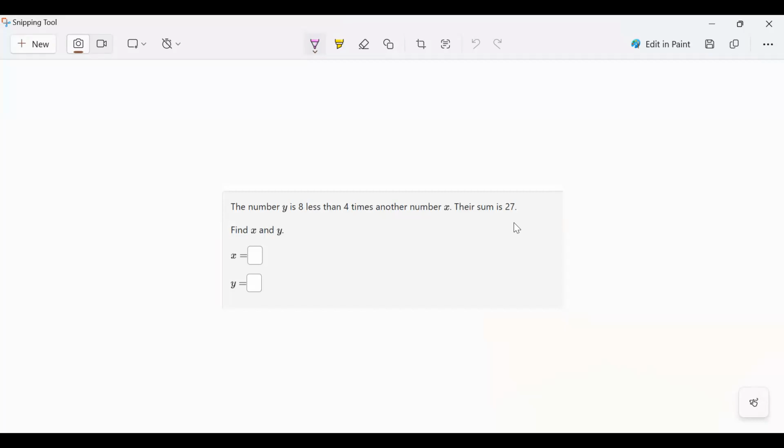First of all, for the variable y, we're going to set up an equation: the number y is equal to 8 less than 4 times another number x. 4 times another number x is 4x. 8 less, minus 8. So that's the relationship between the number y and the number x. And then we express that in terms of the linear equation.